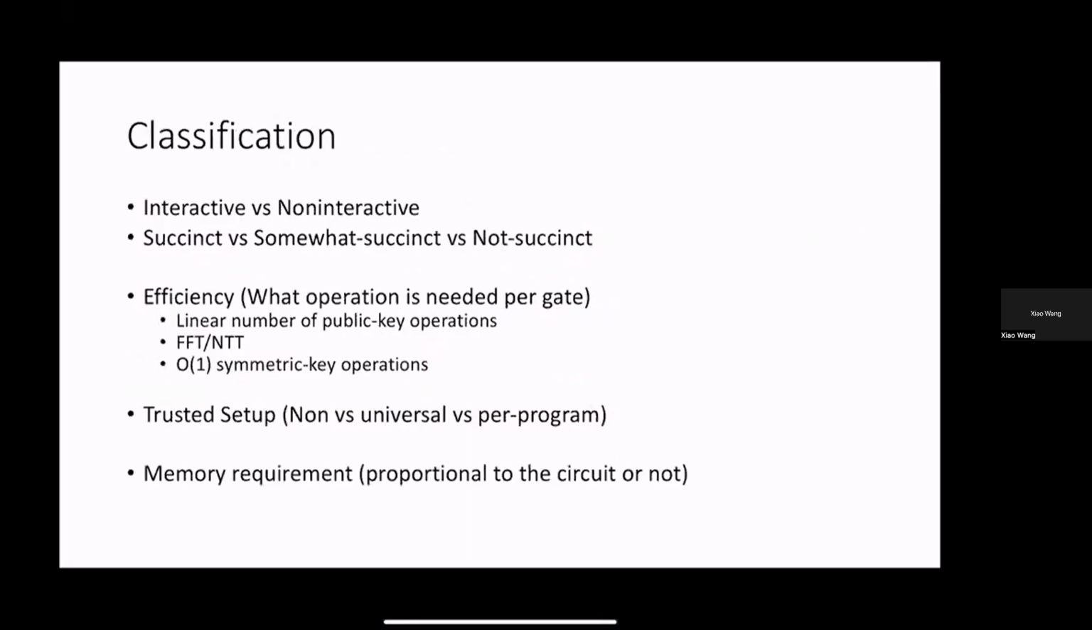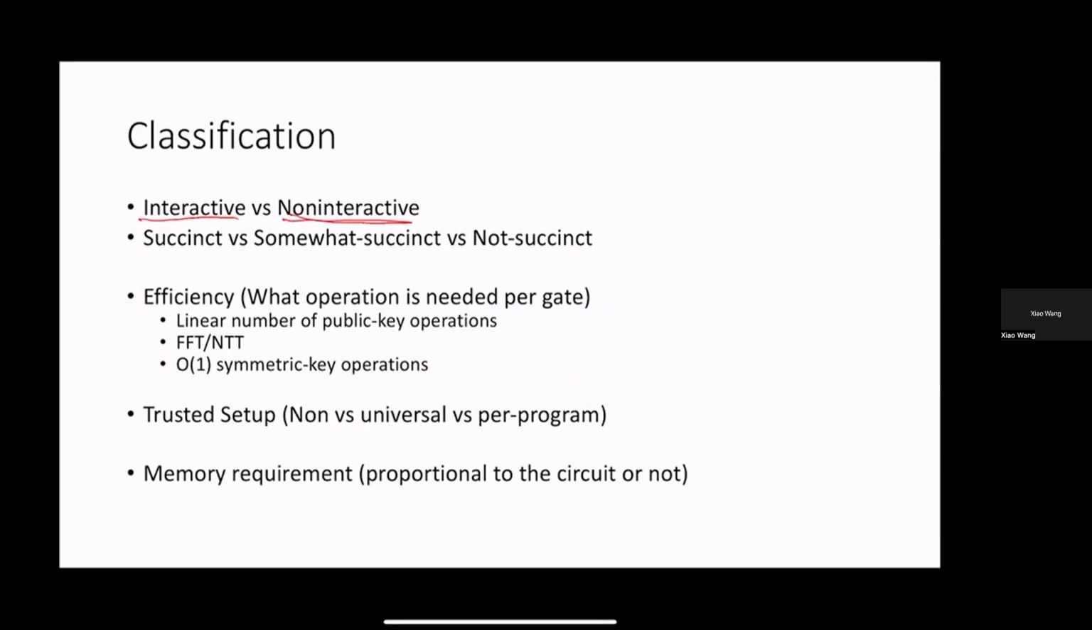So I talk about all these different approaches. We can actually classify all these types of protocols by different properties. Some of them have been studied a lot, and some have not been paid a lot of attention, for historical reasons. The first one is interactivity: whether a zero knowledge proof is interactive or non-interactive.